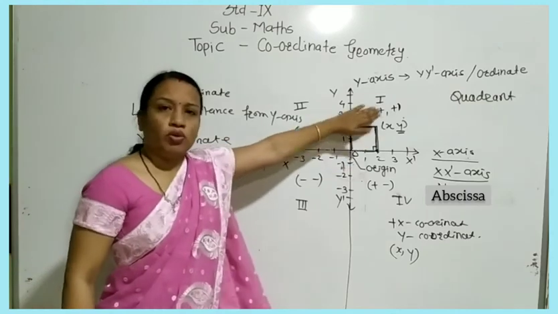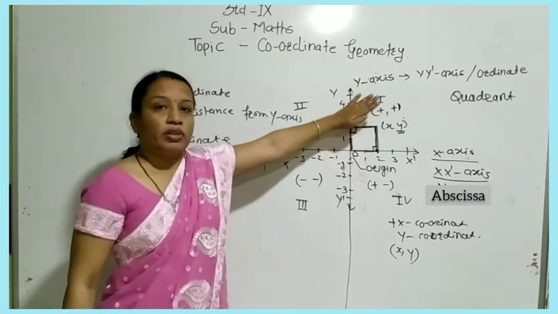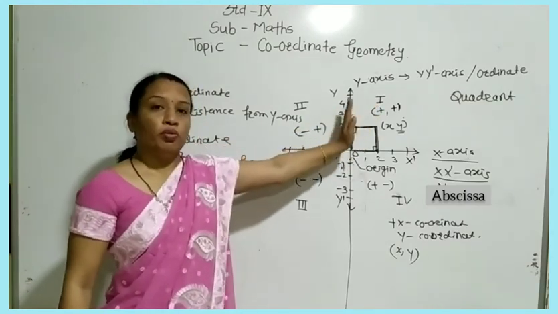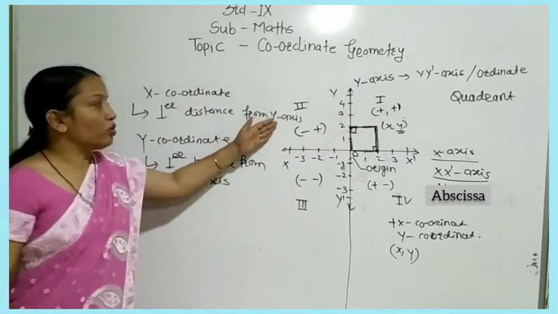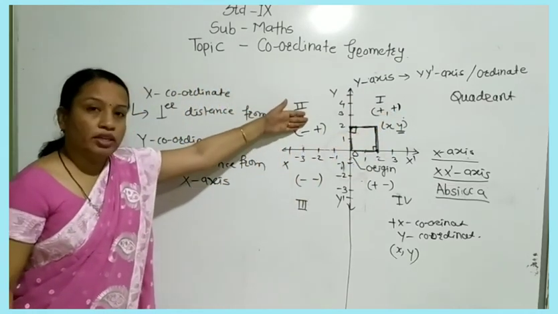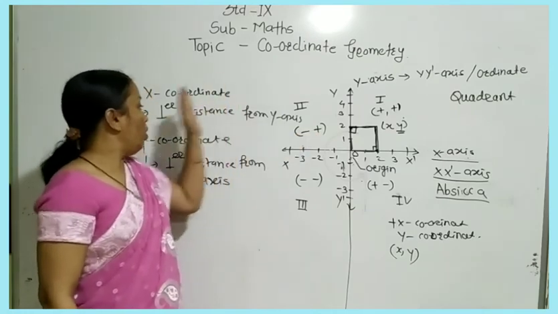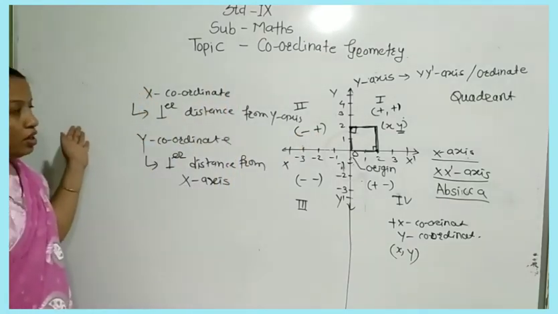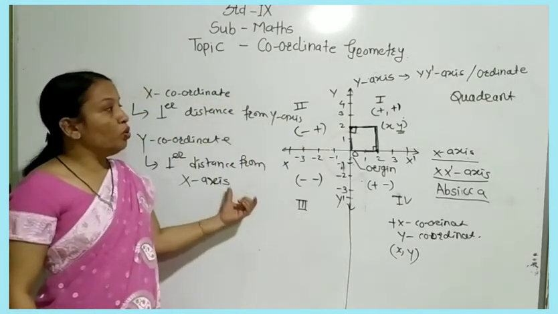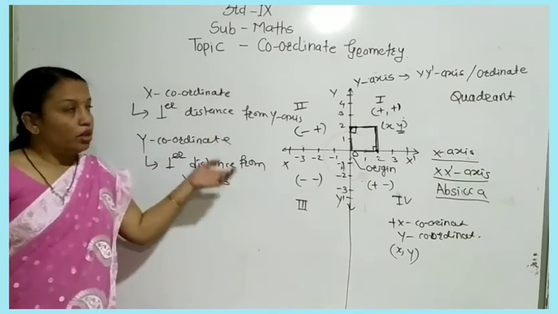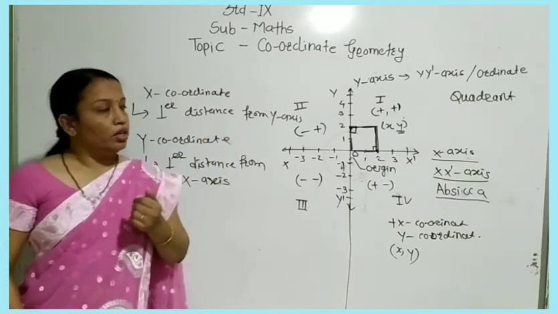That only you have to keep in mind. In the first quadrant, whatever the point is, both coordinates are positive. In the second, the x coordinate is negative and the y coordinate is positive. On this basis, we will see examples of how to locate a point in the coordinate plane in the next video.